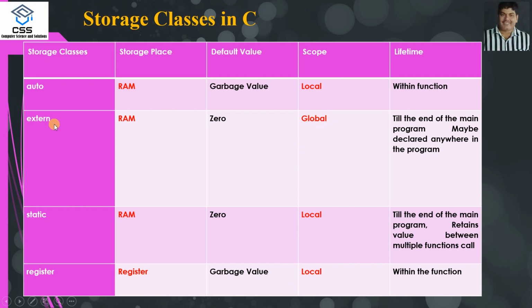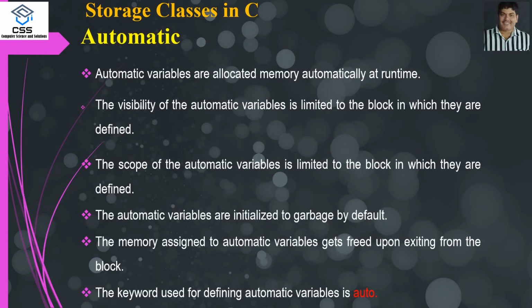As for lifetime, in automatic and register the lifetime is within the function, whereas in extern it lasts till the program terminates. In static, the function block in which it is defined, the value will persist among different function blocks and return the same value in the block where it is called. Now we will clarify one after another with suitable examples.